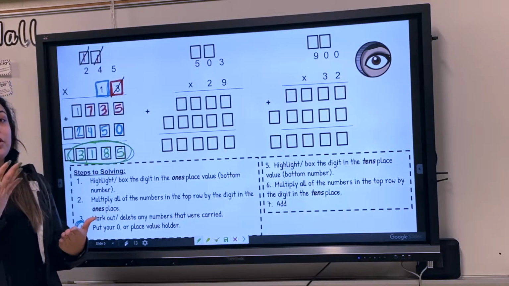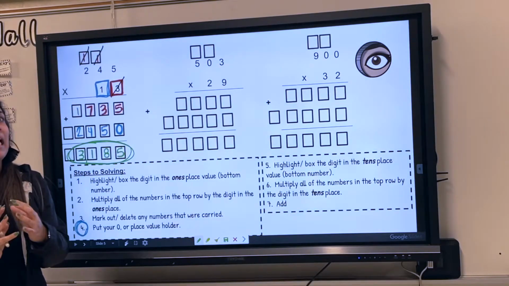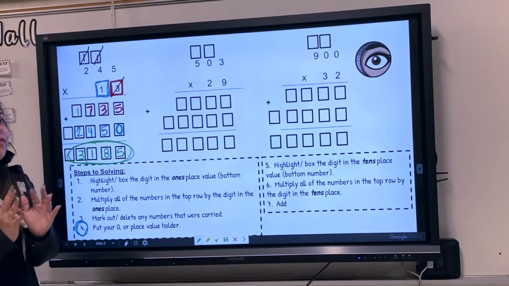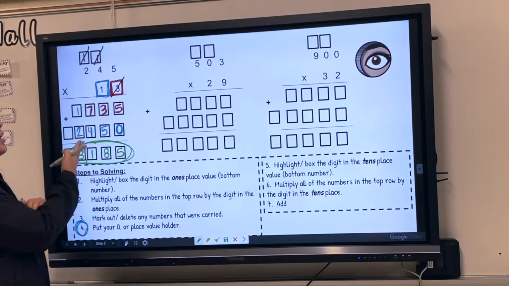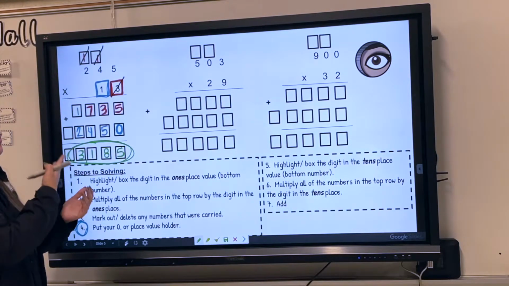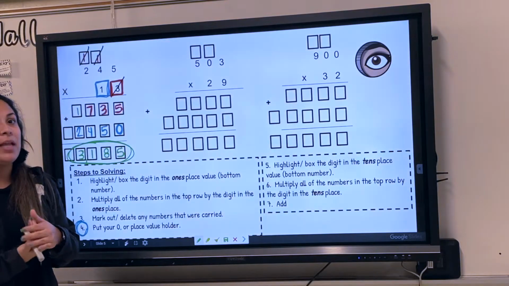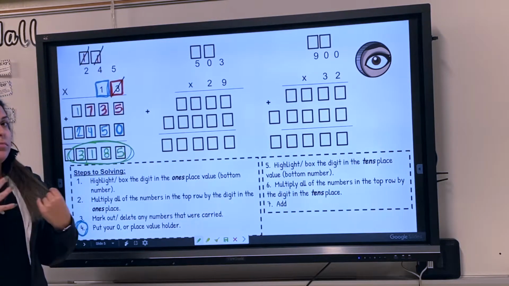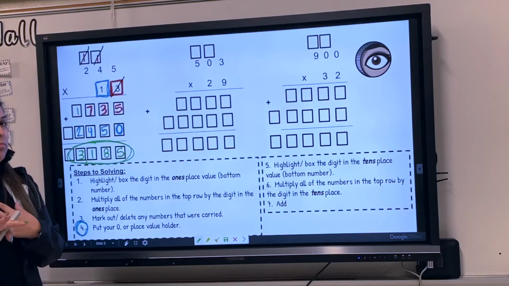If you want to make sure you got it right, or if you're kind of like, I don't know if I got that one right, feel free, after you've done the work, to multiply it in the calculator, okay? I even have to do that. I have to make sure my work is right.